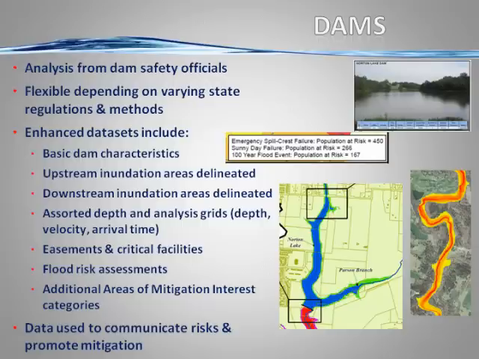So having these is flexible depending on varying state regulation methods, but the enhanced data sets include, for the dam actual feature, the dam characteristics, upstream inundation areas that are delineated, downstream inundation areas that are delineated, sort of depth and analysis grid associated with those, easements and critical facilities for the dams, flood risk assessments, and additional areas of mitigation interest.